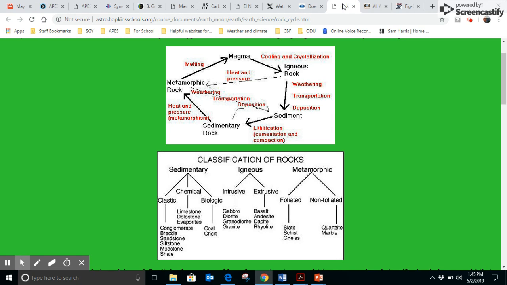So let's talk about the rock cycle and jump into this image that I've pulled up for you. It's important to know the different processes of change that rocks can go through in this evolving cycle. It's also good to have some rocks as examples that you can use for the test. So let's look at some.